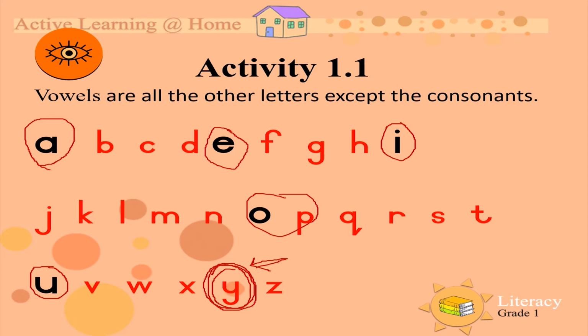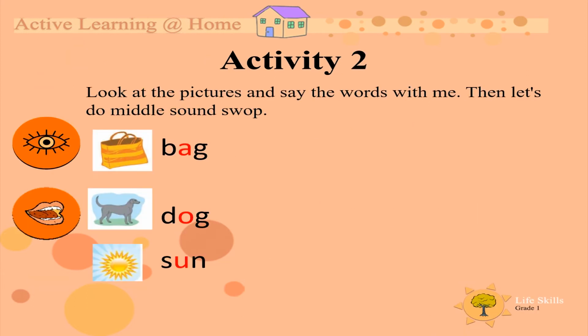All the other letters are consonants. The red letters are all consonants. You learned about that in a previous lesson. If you haven't learned about that yet, please look for that lesson in this index. But you have your A, your E, your I, your O, and your U, and your sometimes Y, which are vowels. Let's see what we're going to do next.